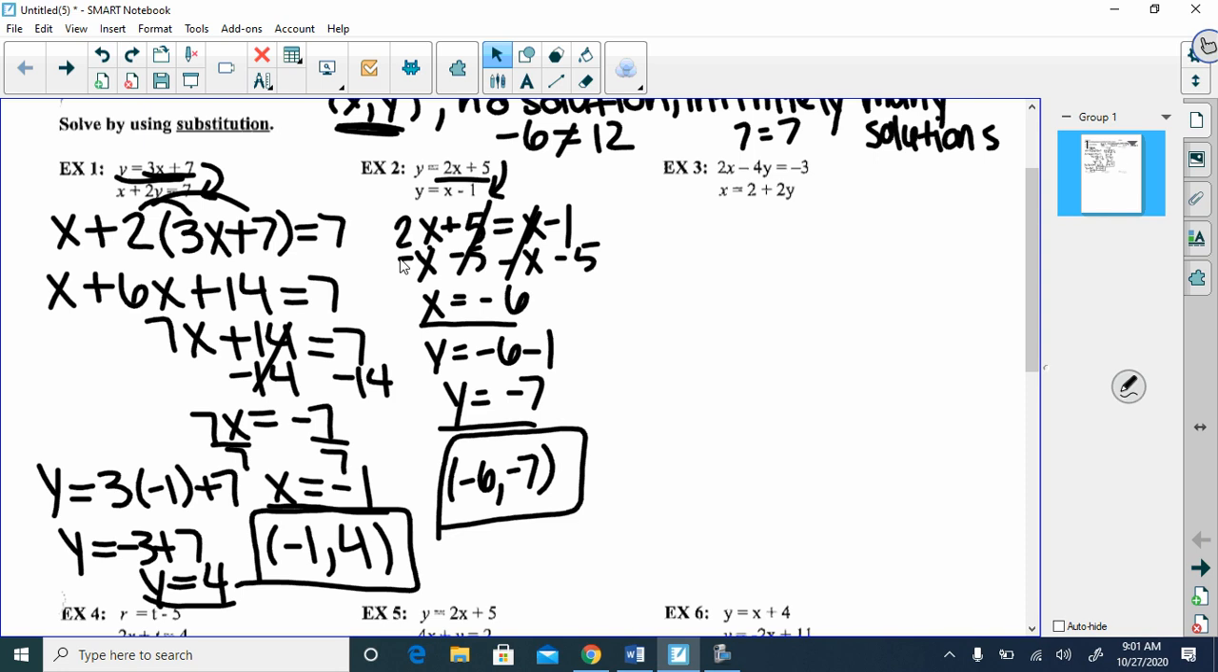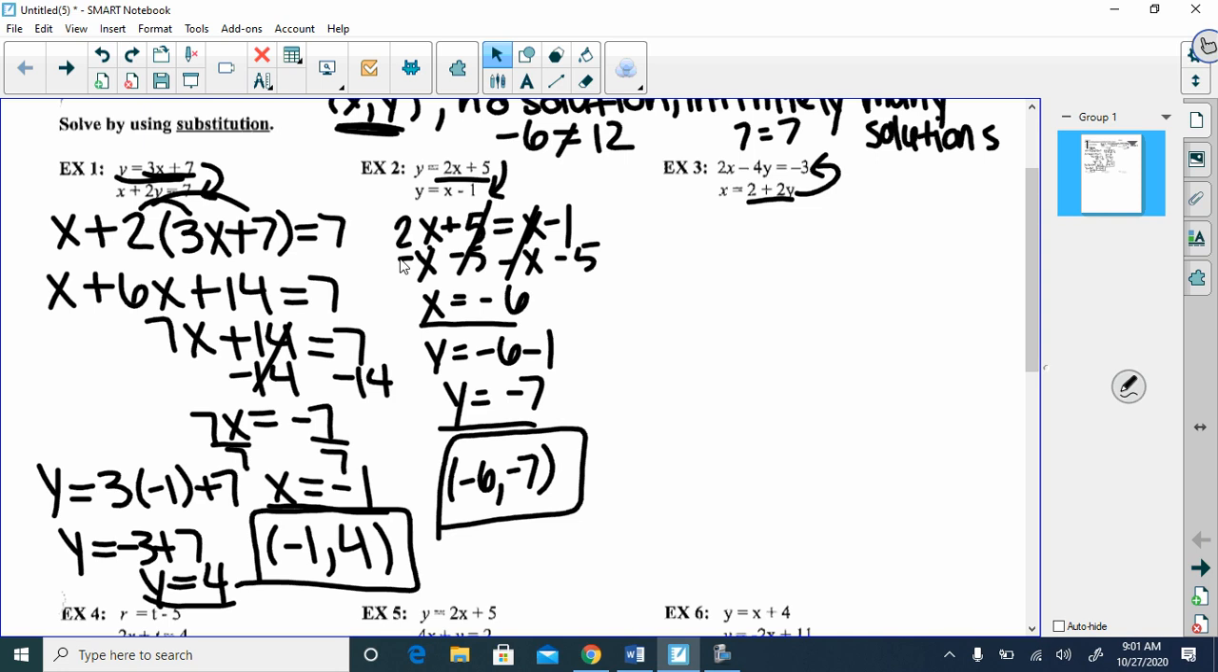Example 3, we've got 2x minus 4y equals negative 3, and x equals 2 plus 2y. So they do have one that has the letter all by itself. So that means I'm plugging which one into which one? 2 into 1. Right. I've got to plug this one into the top one. It has the x all by itself. That way we don't have to do any solving, right? So that just means anywhere there is an x in the first equation, I get to plug in what we said x is equal to.